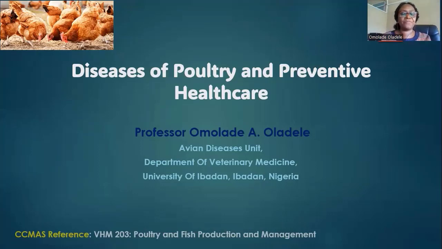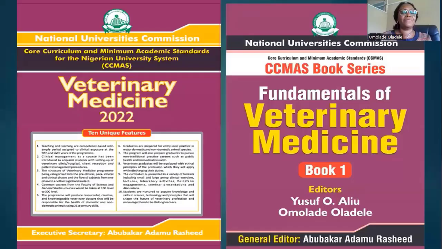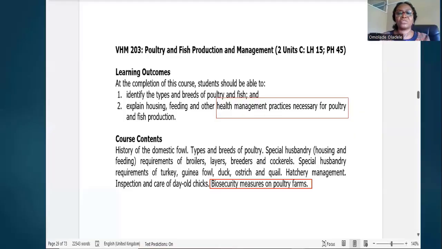It is a topic from the course VHM 203, Poultry and Fish Production and Management of the CCMAS, that is the Core Curriculum Minimum and Academic Standards of the Nigerian University System. Now, you can see the cover page for the curriculum to your left, while we have to the right a resource material produced, the Fundamentals of Veterinary Medicine, to help in the effective delivery and learning of this course.